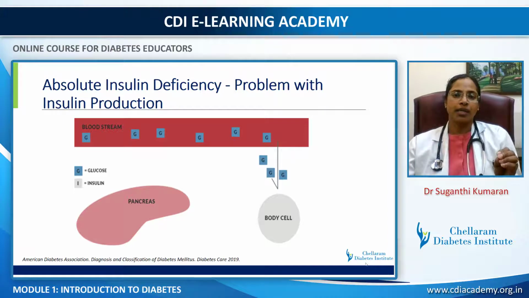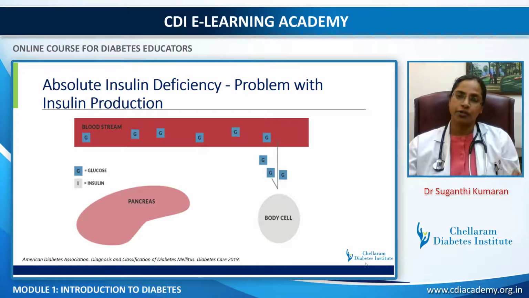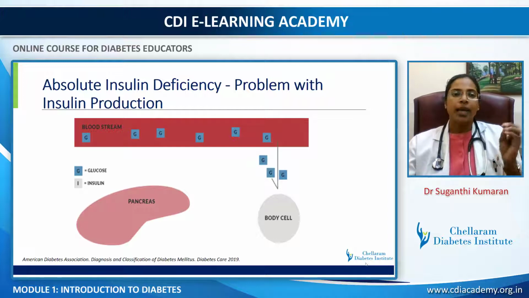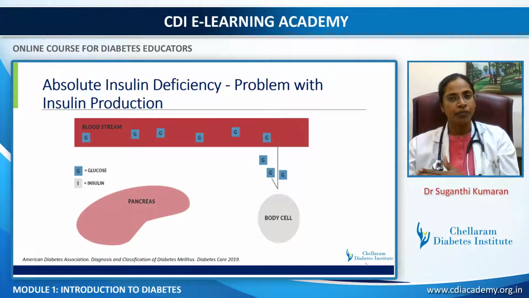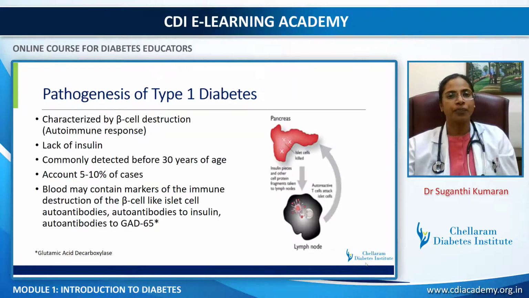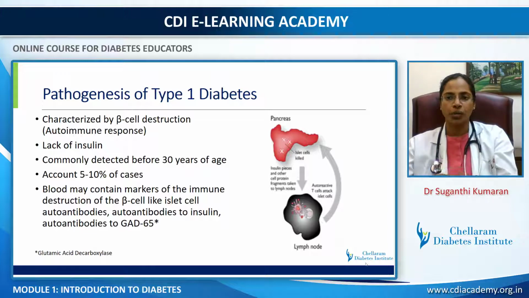Now, in type 1 diabetes, where there is absolute insulin deficiency, the beta cell is at fault. It is not able to produce enough insulin. As you see in this picture, there is the pancreas, there is glucose in the blood, but the pancreas, in spite of sensing the amount of glucose, is unable to produce insulin. Therefore, the glucose, even though present in large amounts in the blood, is unable to get into the cell for metabolism. So this is absolute insulin deficiency, as is clearly shown in the picture.